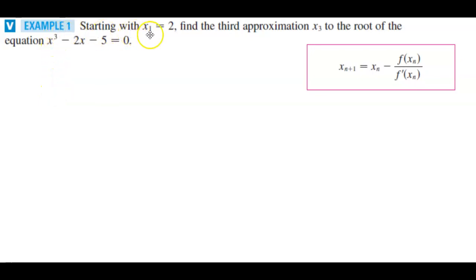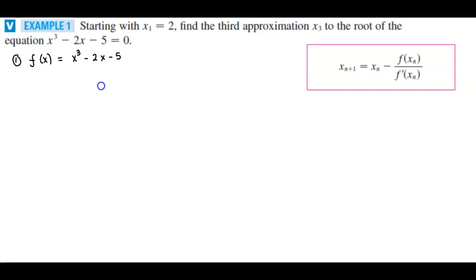Example 1. Starting with x1 is equal to 2, find the third approximation x3 to the root of the equation x cubed minus 2x minus 5 is equal to 0. Okay, so let's first write out this function. So we know that f of x is going to equal x cubed minus 2x minus 5.